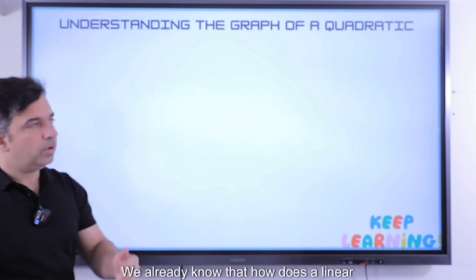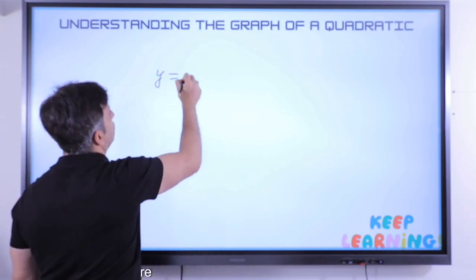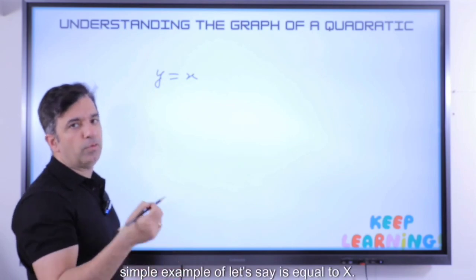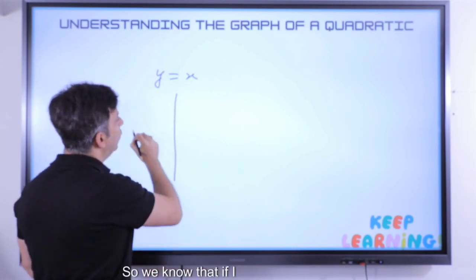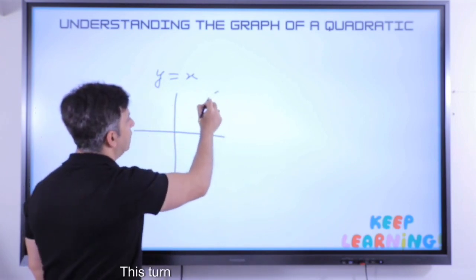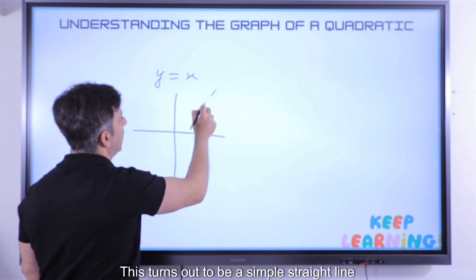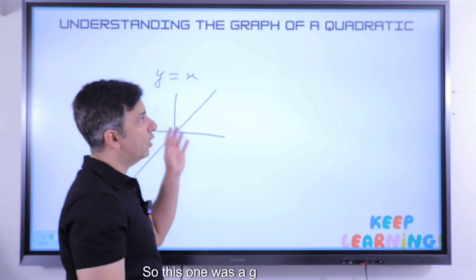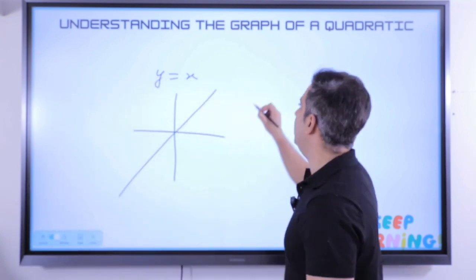We already know how a linear relation looks like. I'm just taking a simple example of, let's say, y is equal to x. So we know that if I draw this linear relation y is equal to x, it turns out to be a simple straight line passing through the origin. So this one was a very straightforward example.